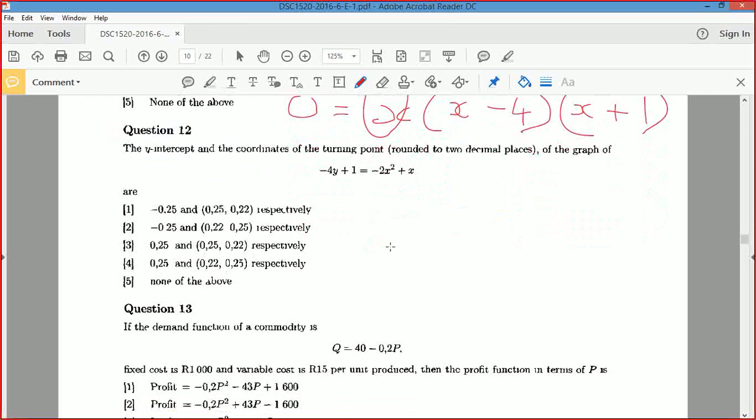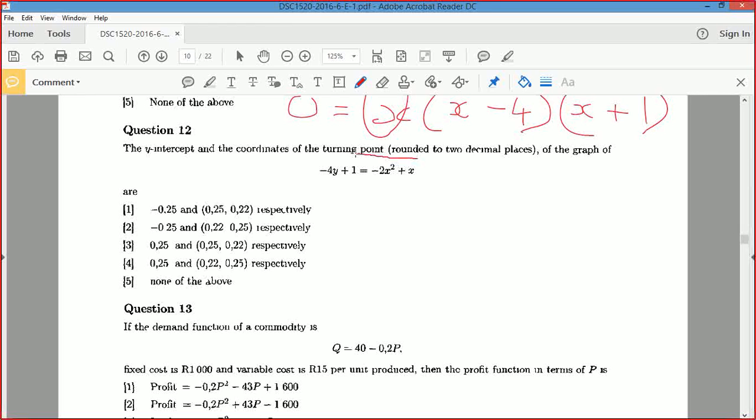12. The y-intercept and the coordinates of the turning point, exactly. Rounded to 2 decimals. That's important. Turning point, y-intercept. You already said it. How do I find the y-intercept? The y-intercept. It's c. It is c, correct.